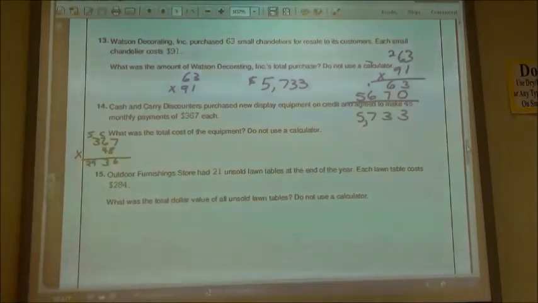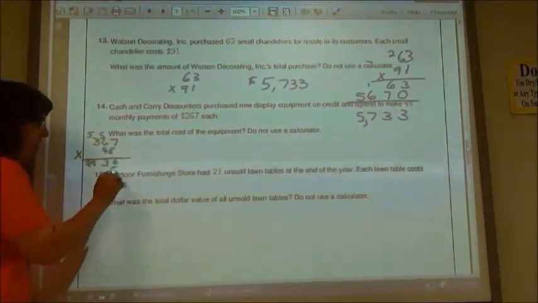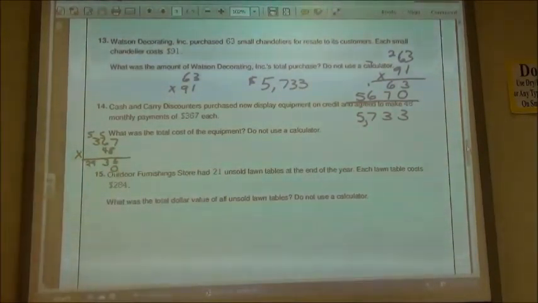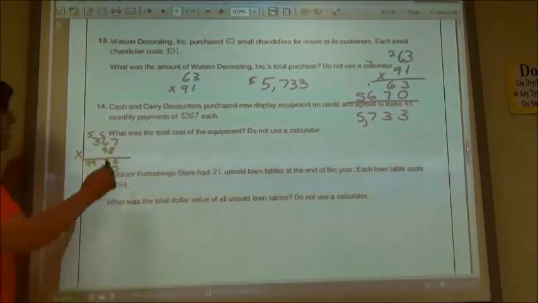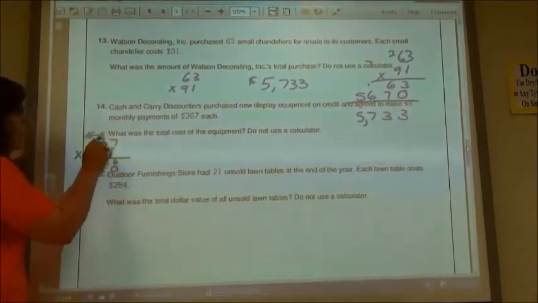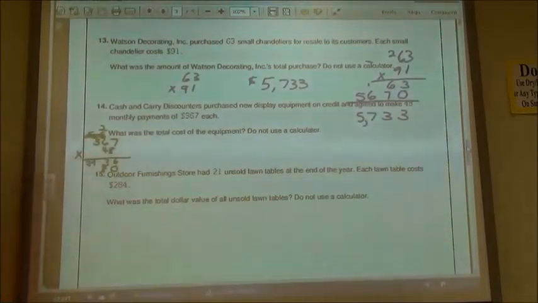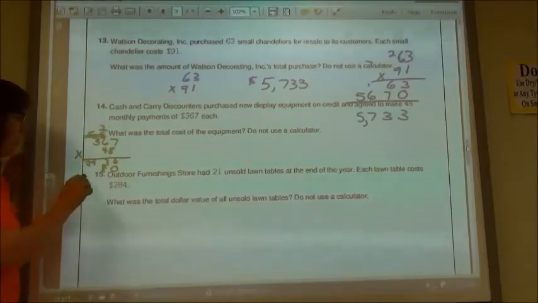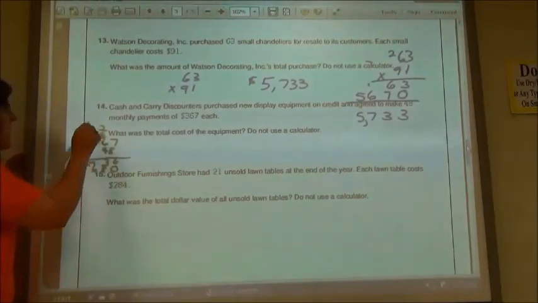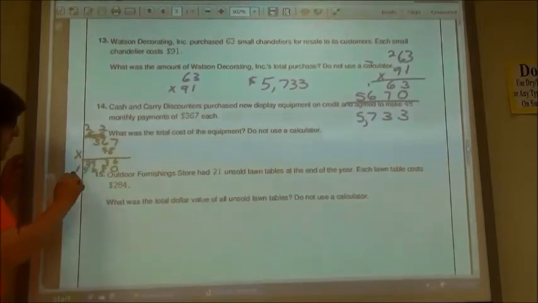Again, I don't have a whole lot of writing space, so I'm kind of smushing that in there. I'm in the 10 spot, so I have to add my 0 because I'm really multiplying by 40 instead of by 4. 4 times 7 is 28. I got to carry my 2. 6 times 4 is 24. Plus my 2 would be 26. Carry my 2. 4 times 3 is 12. Plus 2 would be 14.